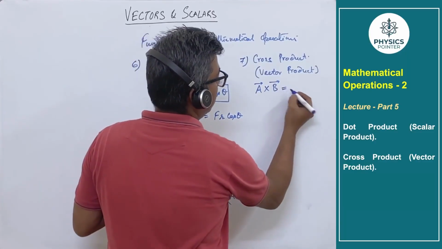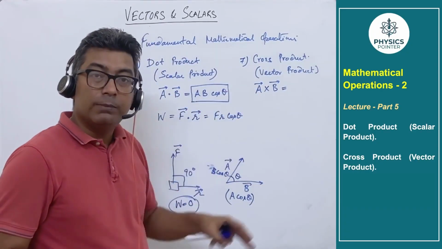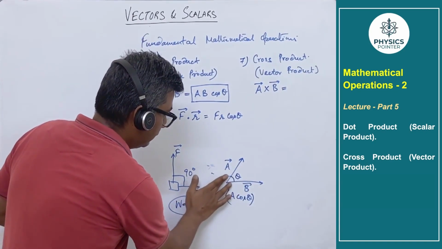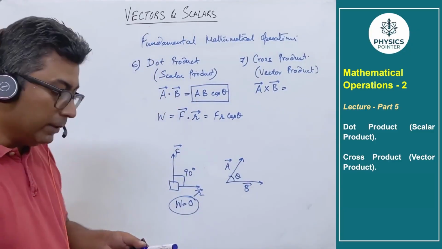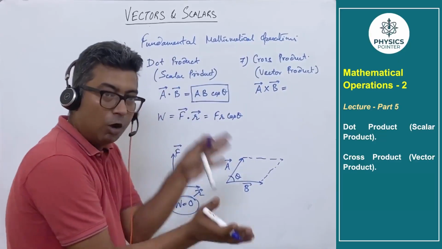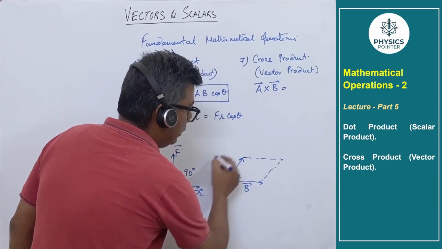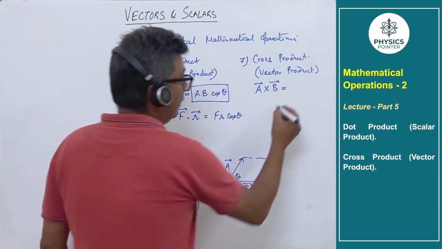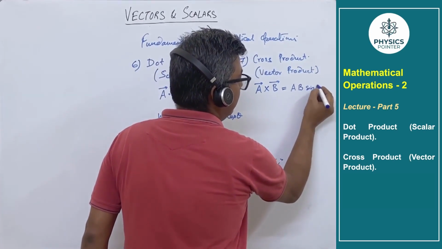Now look into the cross product. What does the cross product do? The dot product was about alignment. This one talks about the sweep. Let's say I have two vectors A and B. How much is the sweep? The sweep is basically this much, the coverage, how much you can cover. The area of this will give you the cross product. Interestingly, the magnitude is AB sine theta.